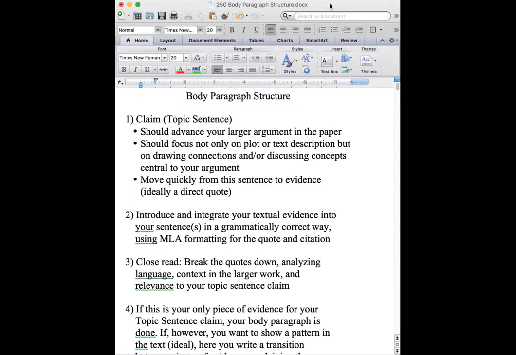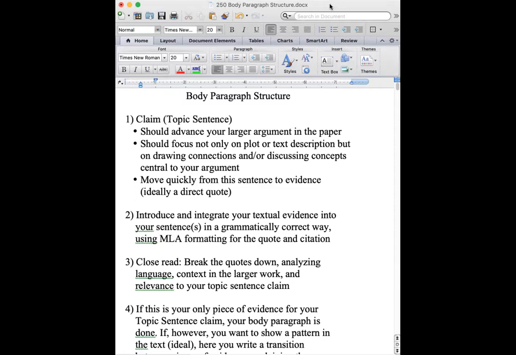Okay, so the first thing would be when you have a usually short, but sometimes a little bit more extended direct quote where you're going to pick apart the specifics of the language in a close reading moment. The second type of evidence that you might be using for your piece of evidence here is conceptual and textual.